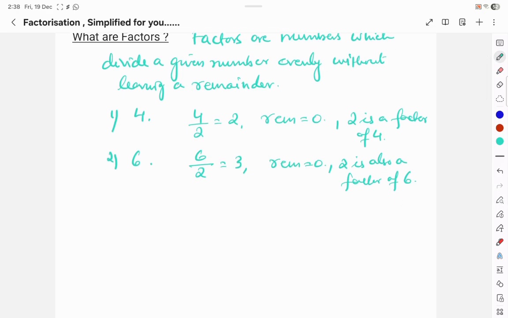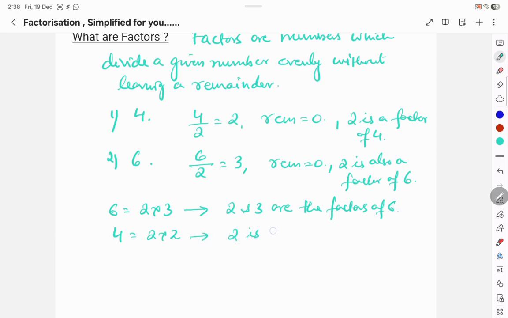We can understand this in one more way. Suppose 6 can be written as 2 into 3 and 4 can be written as 2 into 2. So now we can say 2 and 3 are the factors of 6. Similarly 2 is a factor of 4. Clear?